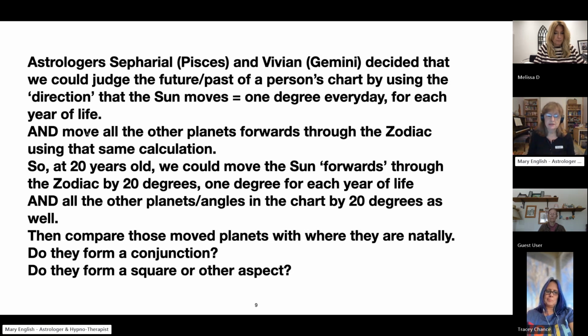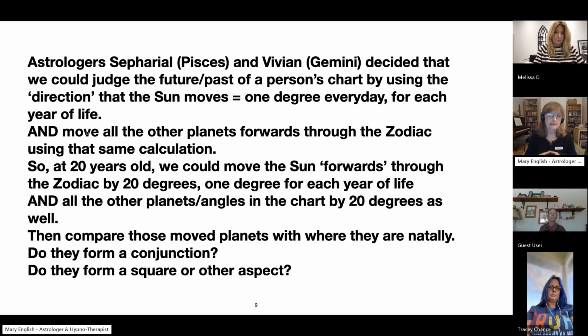So at 20 years old, we could move the sun forwards through the zodiac by 20 degrees, 1 degree for every year of life, and all the other planets and angles in the chart by 20 degrees as well. Then compare those moved planets with where they are natally. Do they form a conjunction? Do they form a square or other aspect?